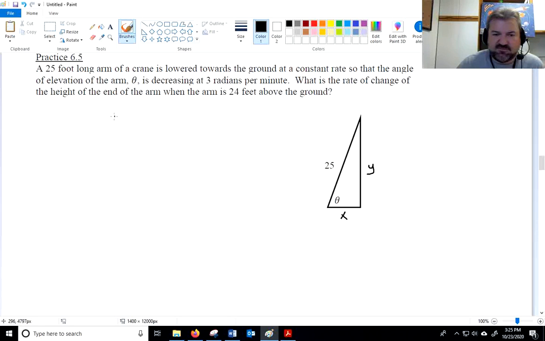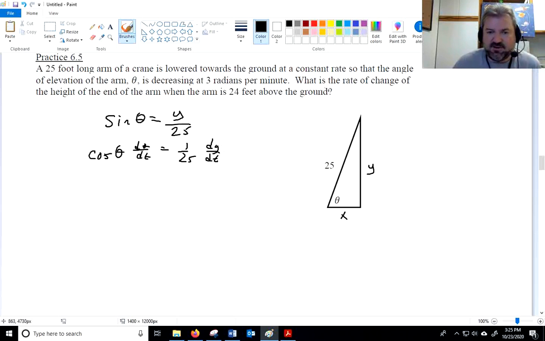So that is clearly going to be sine. The sine of theta is equal to the opposite y over the hypotenuse 25. And we'll take the derivative. We get cosine of theta, d theta/dt, is equal to 1/25 dy/dt. We're looking for dy/dt, the rate of change in the height of the arm. We know that the arm is 24 feet above the ground. We know 3 radians per minute, so we can put that in there. It's decreasing, so that's a -3 for d theta/dt.